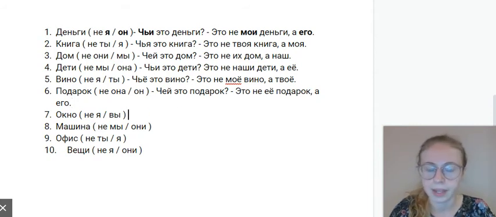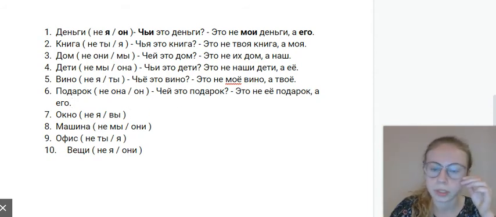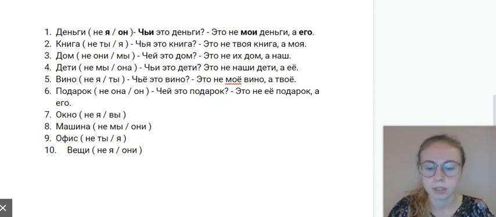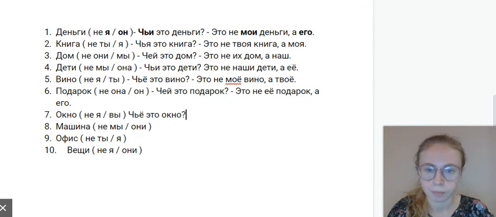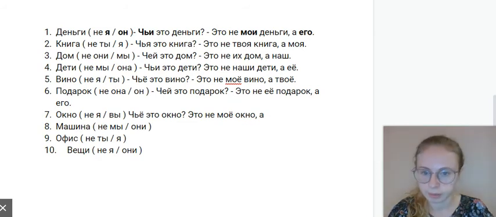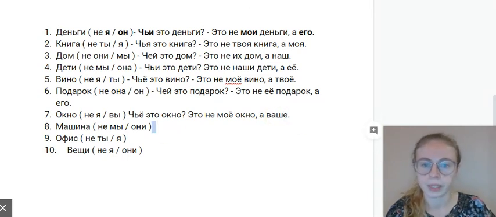Number 7. Окно. Окно means window, and it's a neuter noun. So we use чье это окно. Не я, вы. Это не мое. The same ending. Окно, а вы becomes ваше. Ваше. Neuter ending, because окно is neuter.